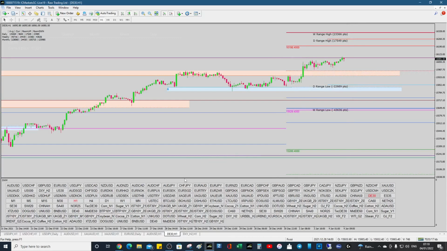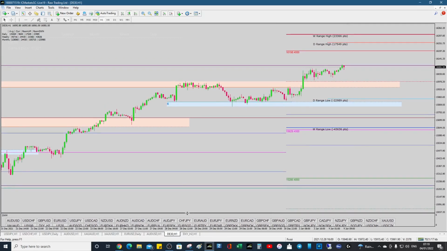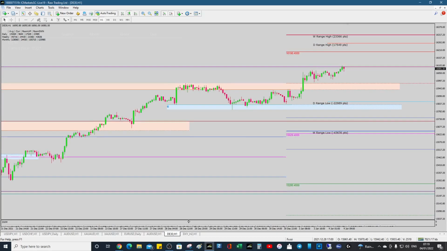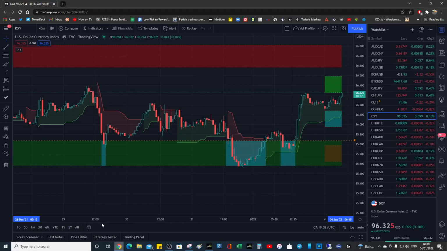So I'm going to wrap up now, and just let me know if you want me to do any pair or anything like that, and maybe grab a copy of this indicator. It's really cool. Should be getting some resistance on the dollar soon, and we'll have to wait and see.